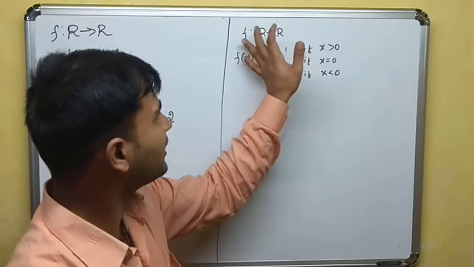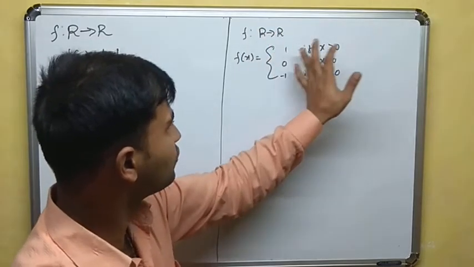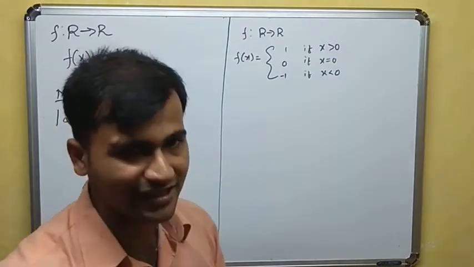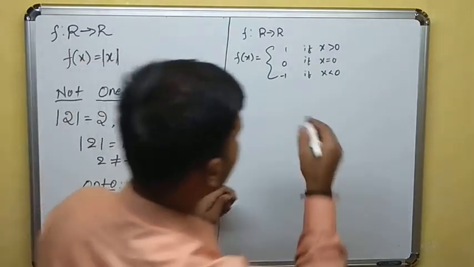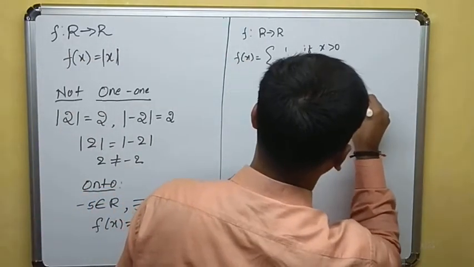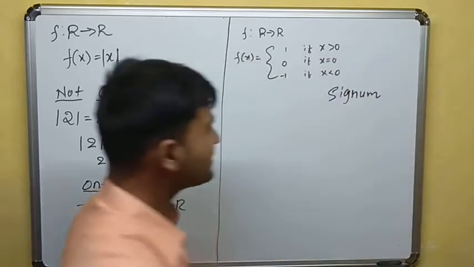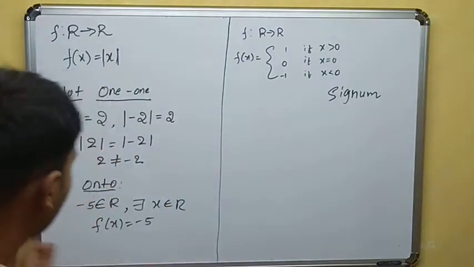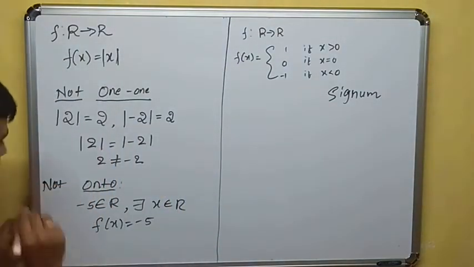Similarly, we can define f from R to R, f of x is equal to 1 if x is greater than 0, 0 if x is equal to 0, minus 1 if x is less than 0. Particularly, we call this function the signum function. So this signum function is also neither one-one nor onto.